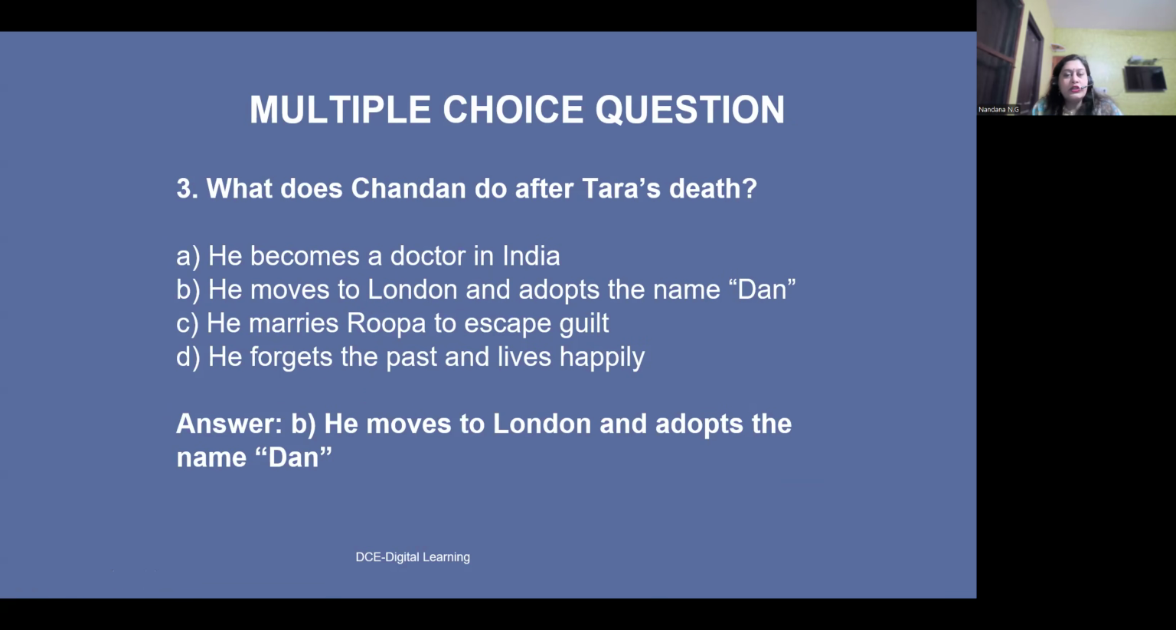Third question: what does Chandan do after Tara's death? He becomes a doctor in India; he moves to London and adopts the name Dan; he marries Rupa to escape guilt; he forgets the past and lives happily. The answer is option B. He moves to London and adopts the name Dan.